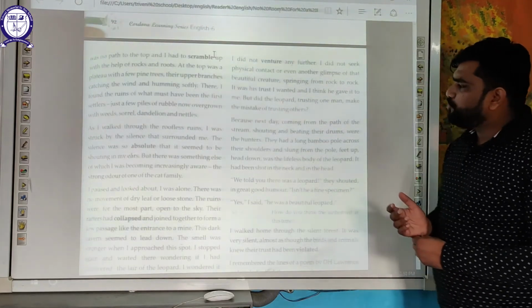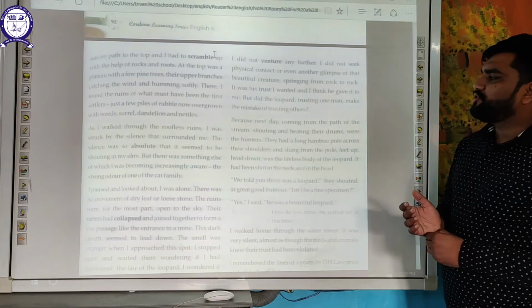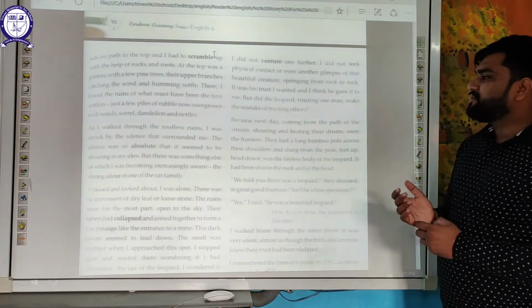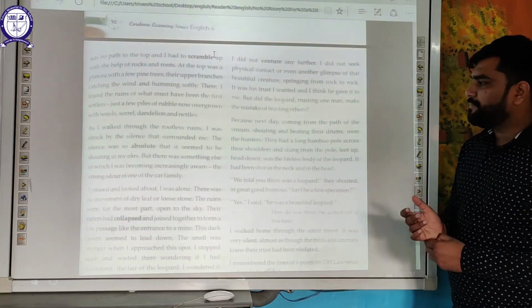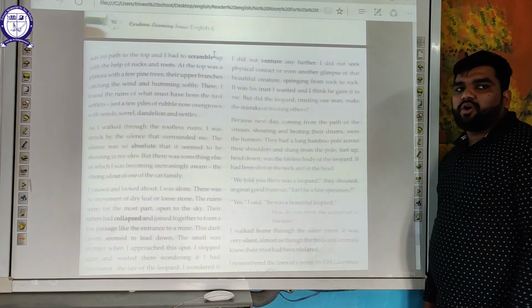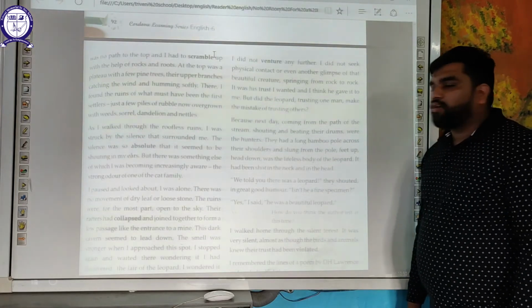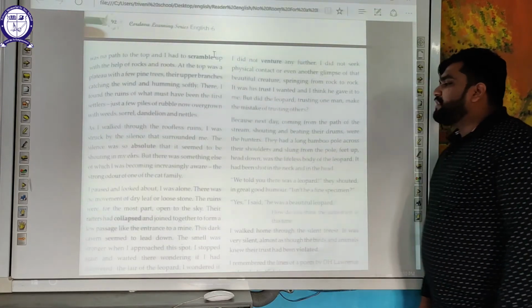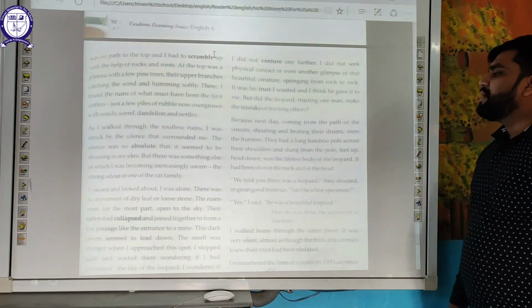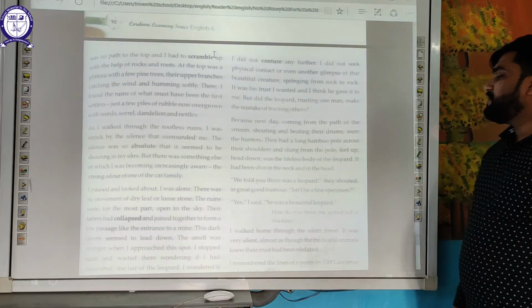But did the leopard, trusting one man, make the mistake of trusting others? Did he trust others too? Because next day, coming from the path of the stream, shouting and beating their drums were the hunters. Now the hunters were all there, shouting and beating the drums. They had a long bamboo pole across their shoulders and slung from the pole, feet up, head down, was the lifeless body of the leopard.